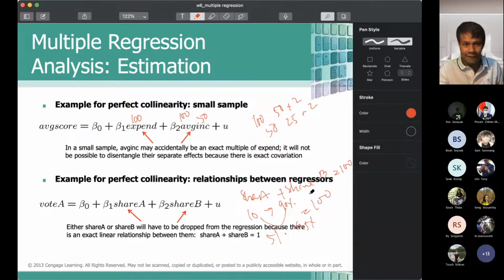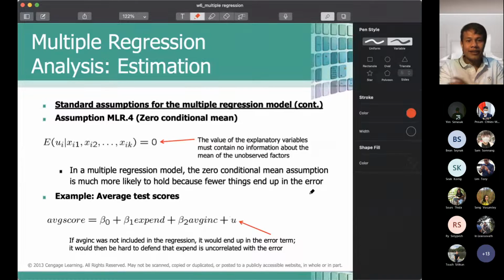A new assumption. All right, next. So assumption number 4 is the same as in simple linear regression.